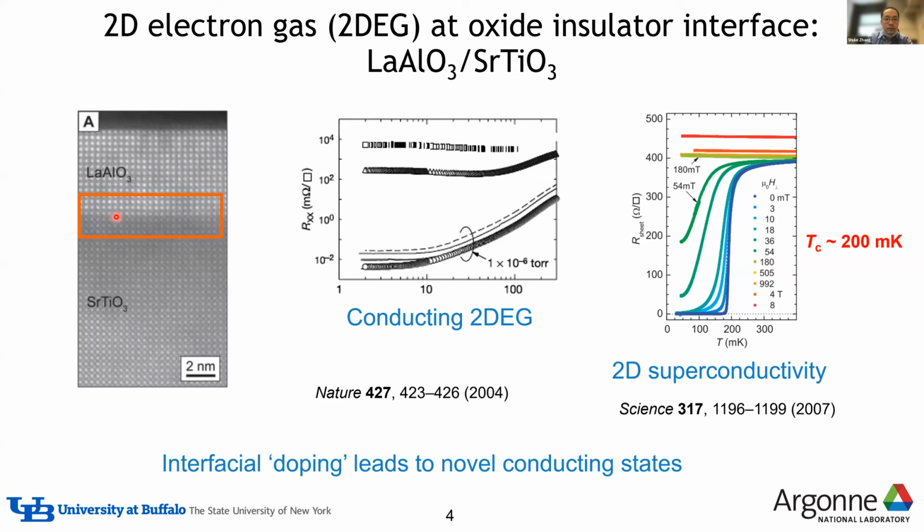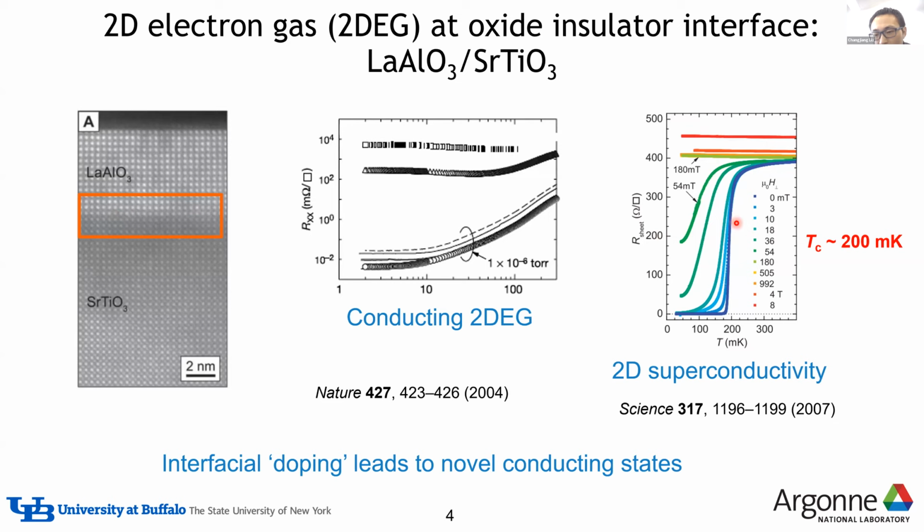And it was further found that when you lower the temperature to a sufficiently low regime, such as below just a couple hundred millikelvin, this two-dimensional electron gas becomes actually superconducting.